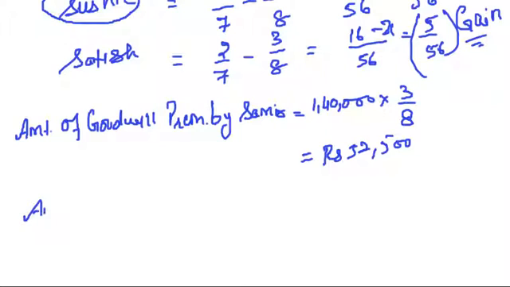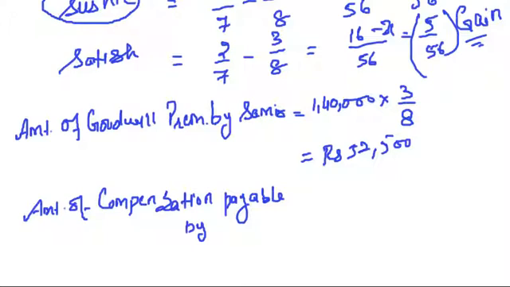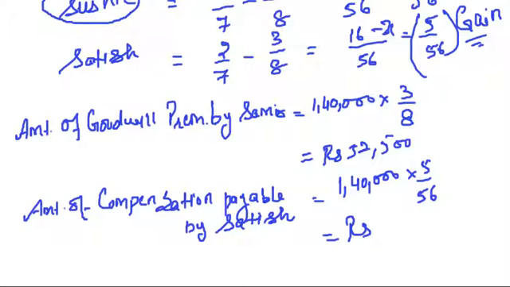Right? Now, amount of compensation payable by whom? Who is the gaining old partner? Satish. What is his gain? 5/56. So this amount comes to rupees 12,500. Easy? Always calculate the sacrificing ratio. Identify if the old partner is also gaining in this process. Then accordingly calculate the amount of goodwill premium by the new partner, and if the old partner is also gaining, then the amount of compensation payable by that gaining partner. Clear?